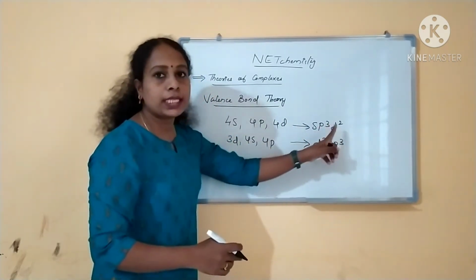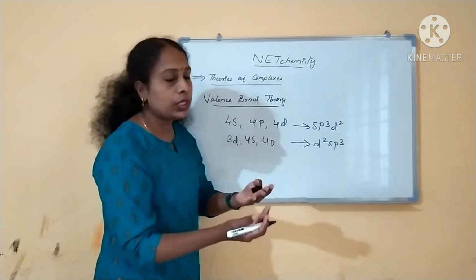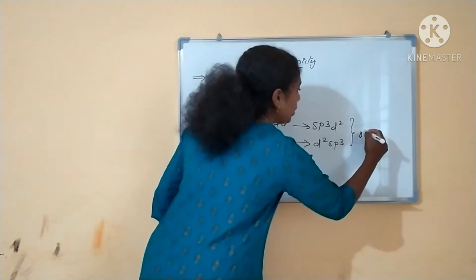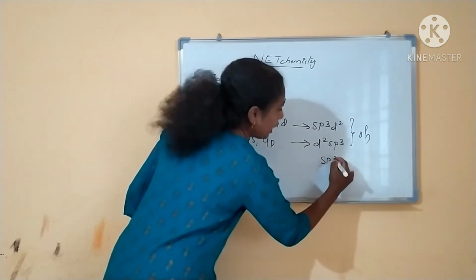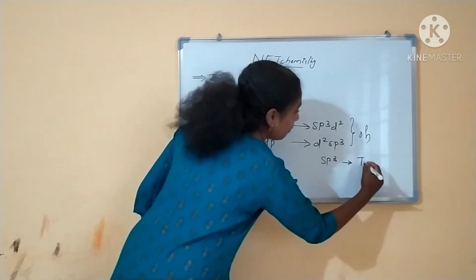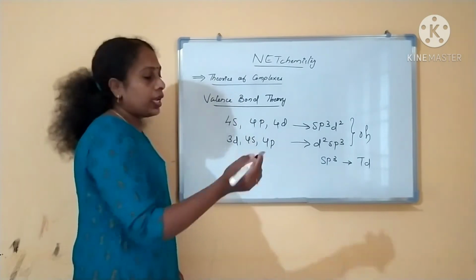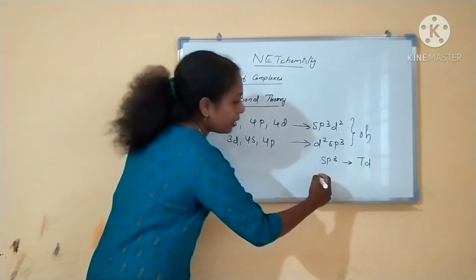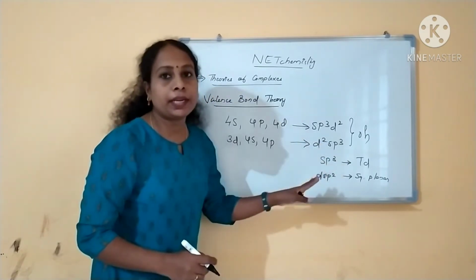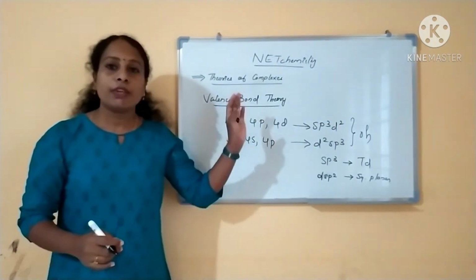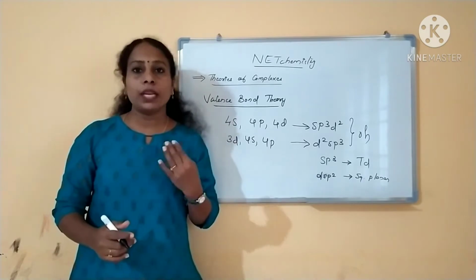But in both, 6 orbitals are used, so it will be octahedral in shape. In the same way, if it is sp3 hybridization, that complex will have a tetrahedral structure. This is with 4 orbitals, and if it is dsp2, it will be square planar. This is what this theory says. We will see some examples, then you will understand.